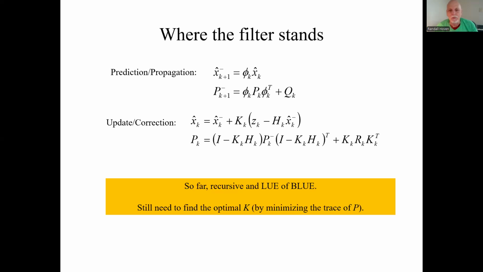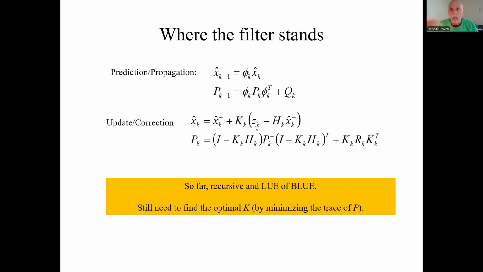We're deriving a Kalman filter using a pretty brute force and probably non-elegant way to do it. But let's continue with that. We had already basically done the LU part of BLUE, the linear, unbiased, recursive filter. And here's where everything stood. We had a way to propagate our estimate from time step k to time step k plus 1. And then we had a way to update our estimates once we process the measurement at time k.